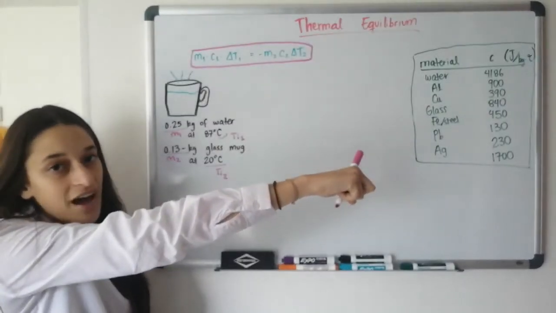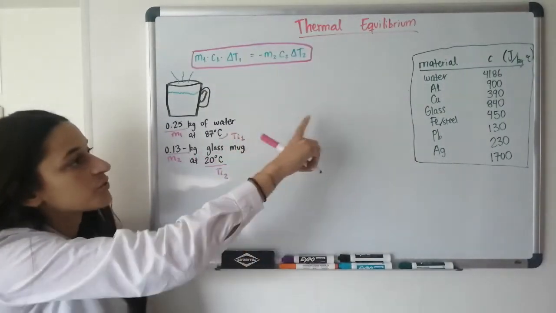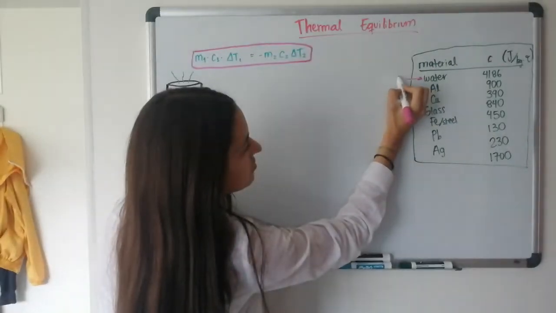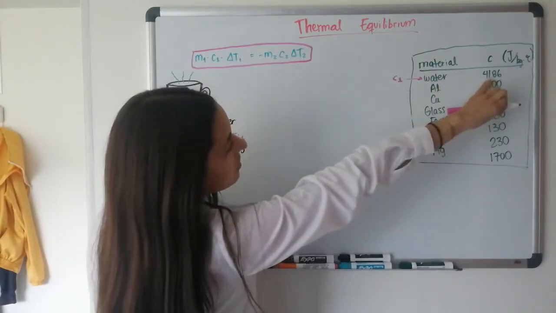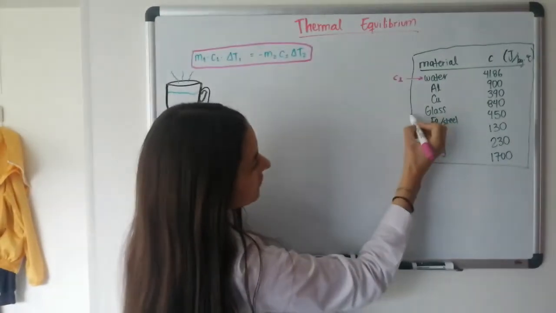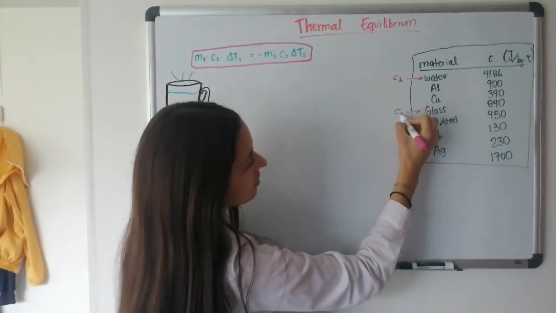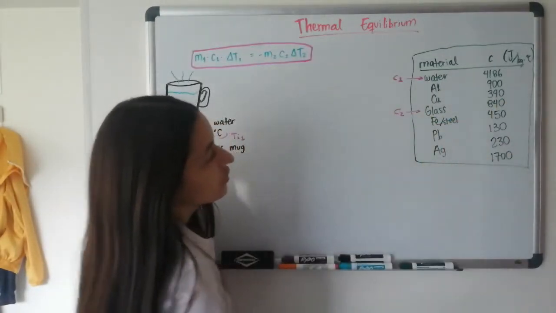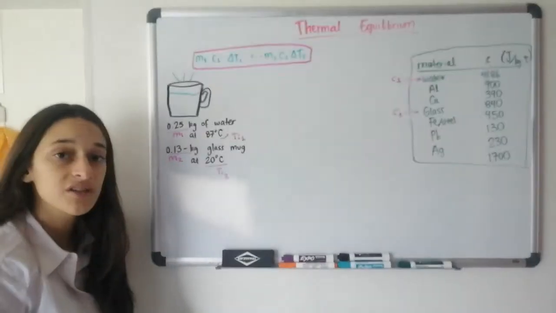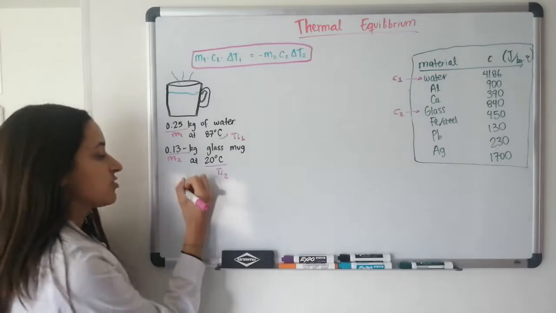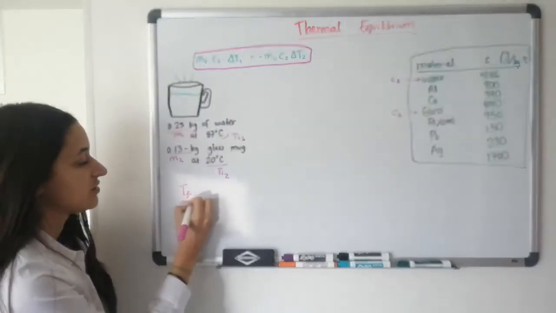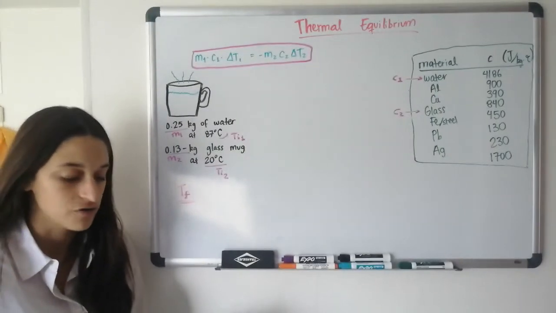On the table, we have two other values, which we're going to need to find. The c of water is right here, so this is going to be our c1, the 4186, and the other one is for glass because it's a glass mug. So our c2 is right here, 840. So we have 1, 2, 3, 4, 5, 6 values. And what are we looking for? We're looking for the final temperature. So we're going to find TF. This is what we are going to find after all of our algebra.